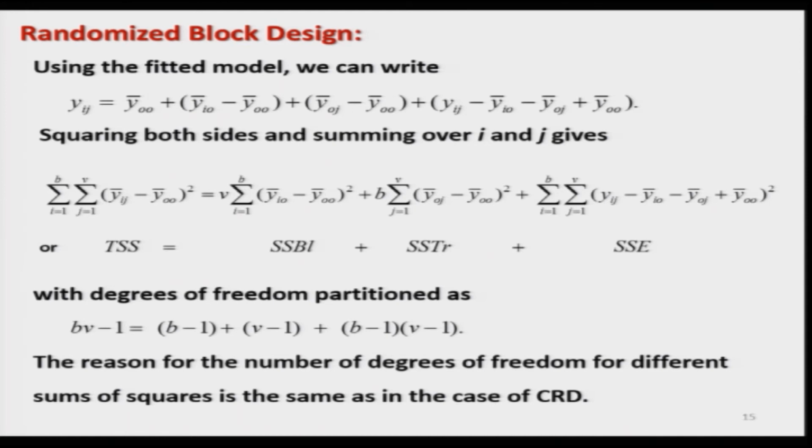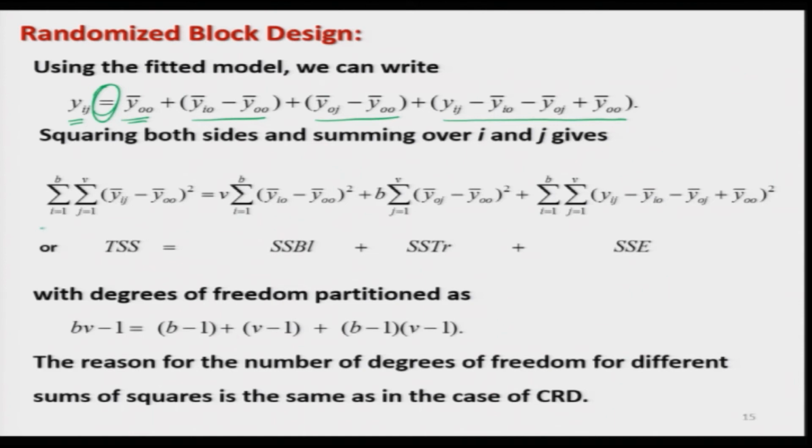Then the fitted model is obtained after substituting the values of the estimated parameters in the model. So, we can write down here y i j is equal to y bar double naught plus y bar i naught minus y bar double naught plus y bar naught j minus y bar double naught plus y i j minus y bar i naught minus y bar naught j plus y bar double naught. And then we square both sides of this equality sign, and then we take the double summation on both sides.